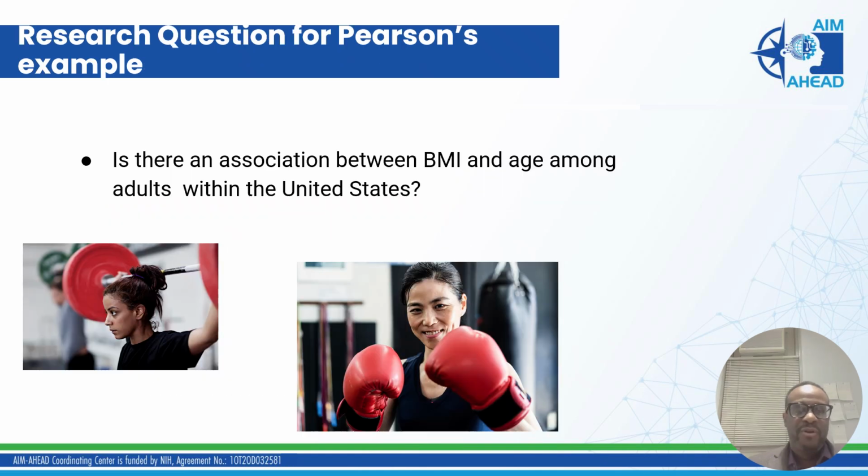As usual, we present our research question. The question is as follows. Is there an association between BMI and age among adults within the United States?